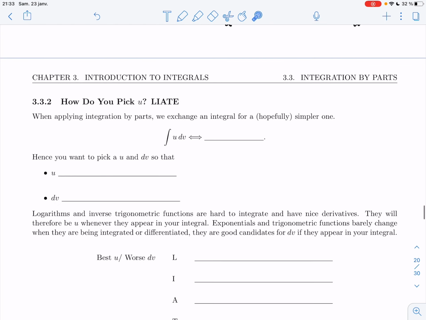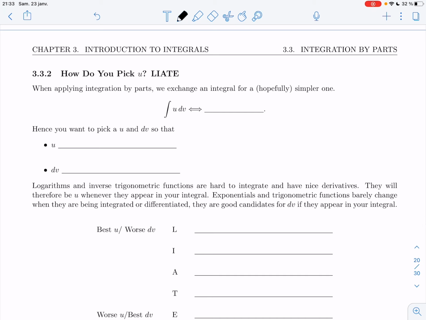All right, so if you apply integration by parts, you're exchanging the integral of u dv with the integral of v du. So you have to take u and differentiate it. So you want to pick u and dv so that u has a simple derivative. So hopefully this will be simpler than this.